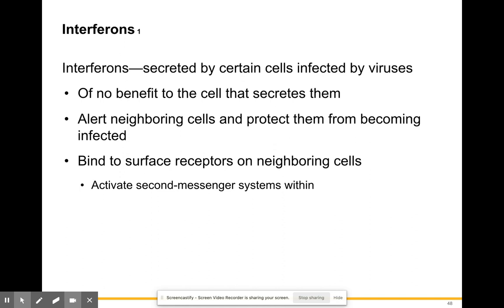Okay, and sometimes it works and sometimes it doesn't. It all depends on the virus. It all depends on your genetics. It all depends on how well your immune system works. But it's a way for your body to try to limit infection as much as it possibly can.